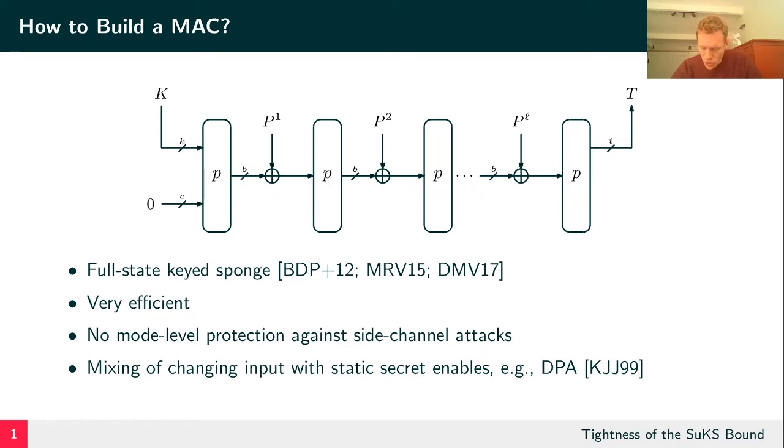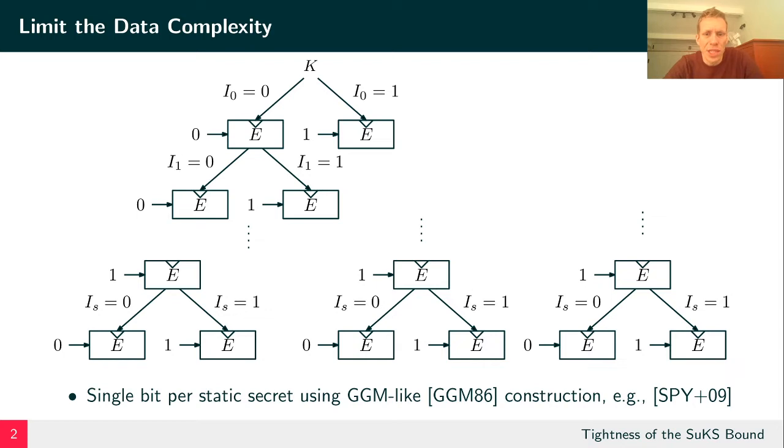One way to solve this is to somehow limit the power that the attacker has over evaluating secret states. In this case, a secret state here can potentially be evaluated up to 2^b times for 2^b different messages. If we limit this, a typical approach is using a GGM-like construction.